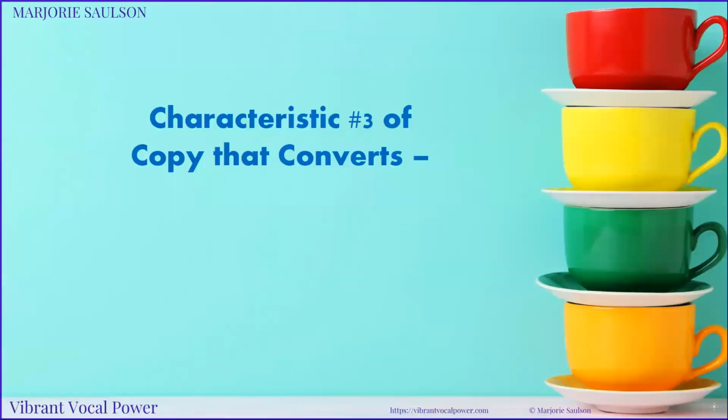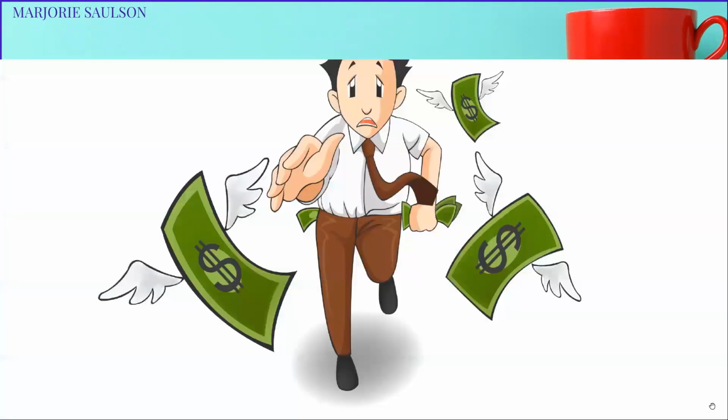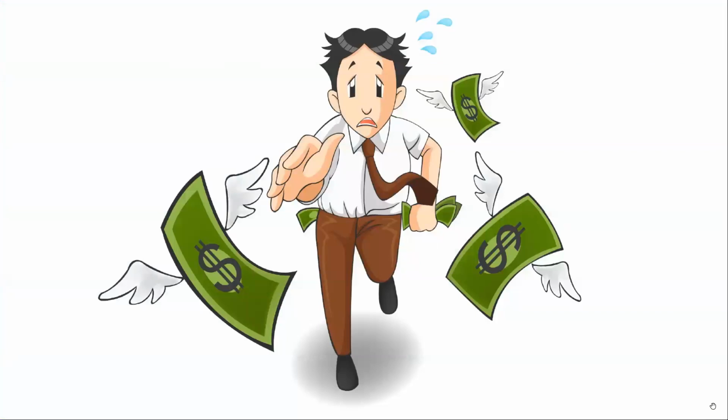And characteristic number 3 of copy that converts, which kind of relates to number 2 as well, it speaks to their pain. What are they worried about? What keeps them up at night? If you're in business and you're helping people with being successful in business, are they worried about their profit and loss statements for the month? Are they worried about wasting money? Are they worried about not making money? This is language that relates to the pain of your ideal audience, if that's who is in your audience.